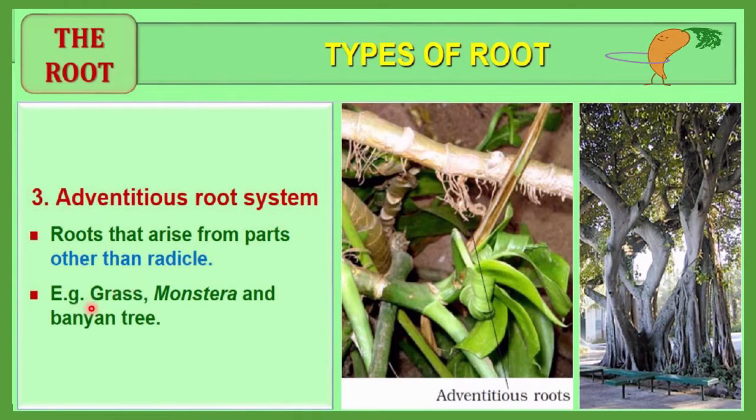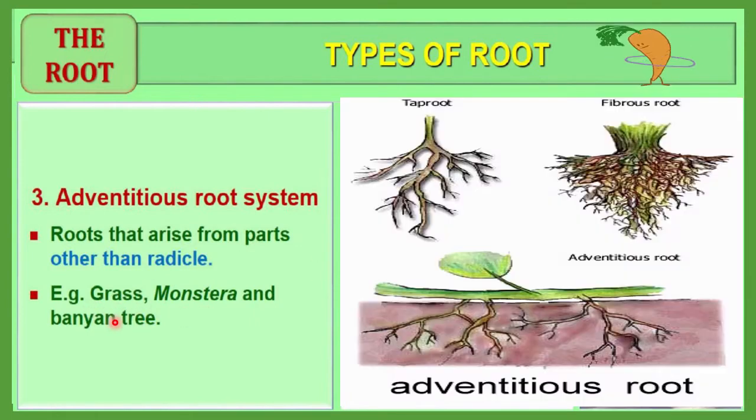Examples include grass, monstera, and the banyan tree. Here you can see the banyan tree. So these are the examples, and you must remember them. And here you can compare all three types of root system.